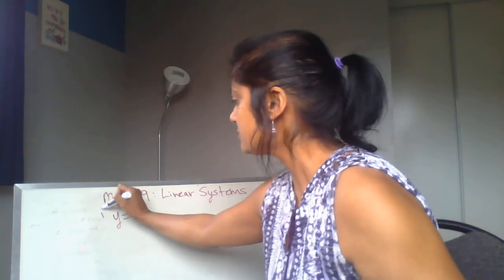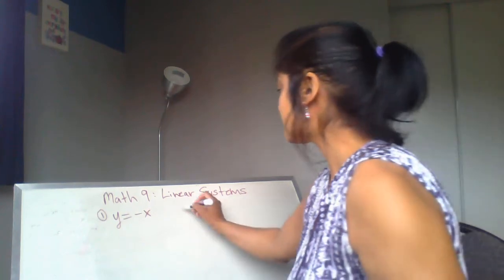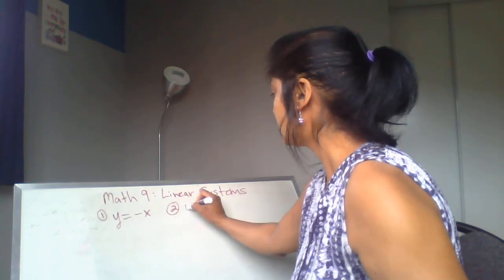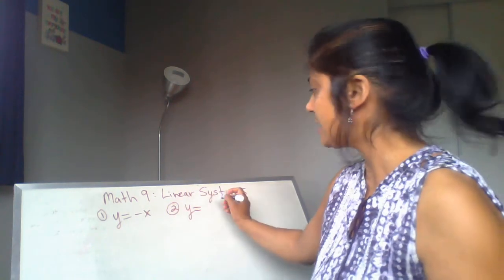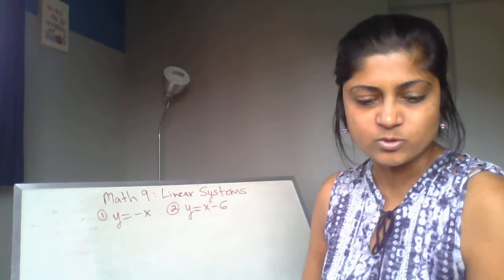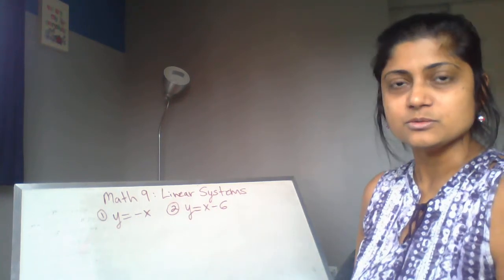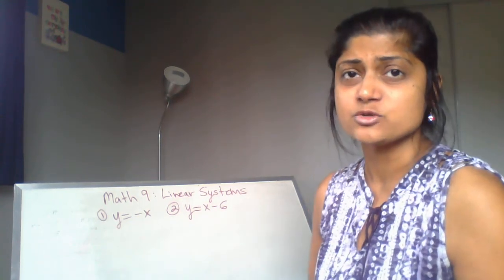The first equation is y equals negative x. The second equation is going to be y equals x minus 6. So I have these two equations, and I'm solving the linear system. What I'm going to do is basically use a substitution method.